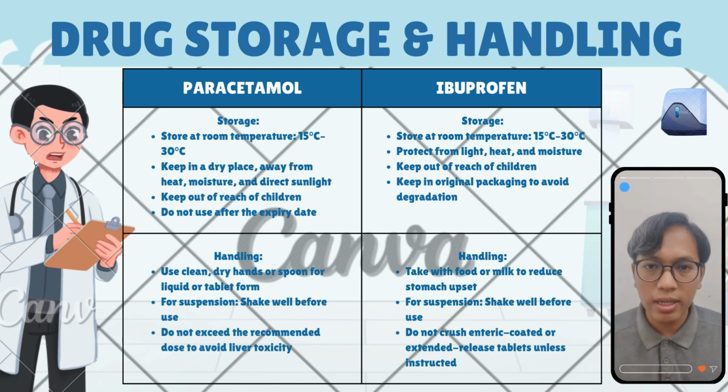For ibuprofen, store at room temperature, 15 degrees Celsius to 30 degrees Celsius. Protect from light, heat, and moisture. Keep out of reach of children and keep in original packaging to avoid degradation. In terms of handling, take with food or milk to reduce stomach upset. For suspension, shake well before use, and do not crush enteric-coated or extended-release tablets unless instructed.